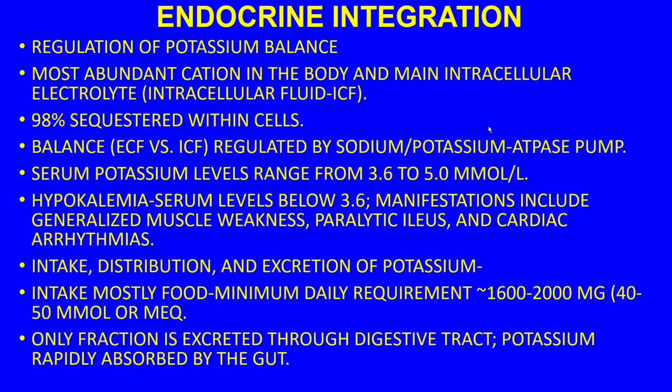This can have manifestations including generalized muscle weakness, paralytic ileus, where the final area of the small intestine is not functioning. You can also get cardiac arrhythmias. What about the intake, distribution, and excretion of potassium? Well, intake is mostly by food. The minimum daily requirement is somewhere around 1,600 to 2,000 milligrams. That's roughly 40 to 50 millimolars or milliequivalents. Only a fraction is excreted through the digestive tract. Most of potassium is rapidly absorbed by the gut, and its excretion mostly would come out via the urine.